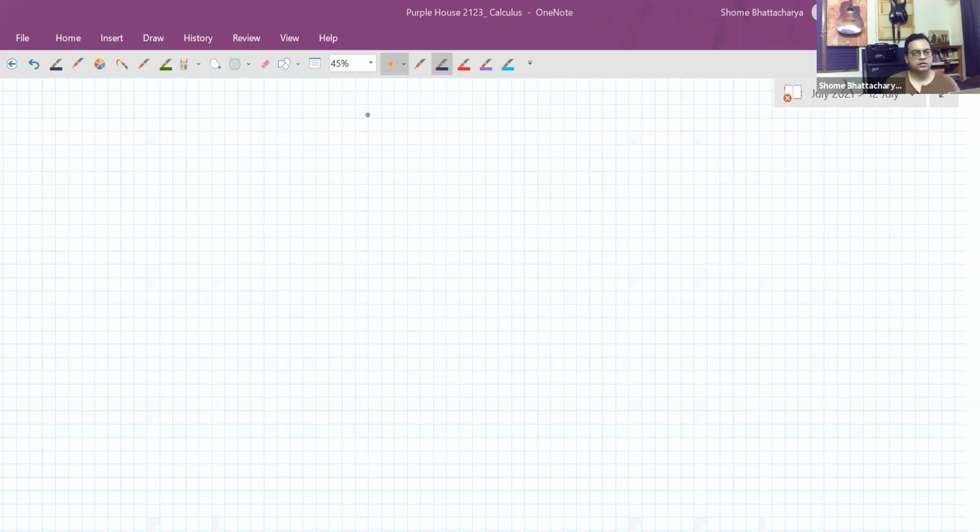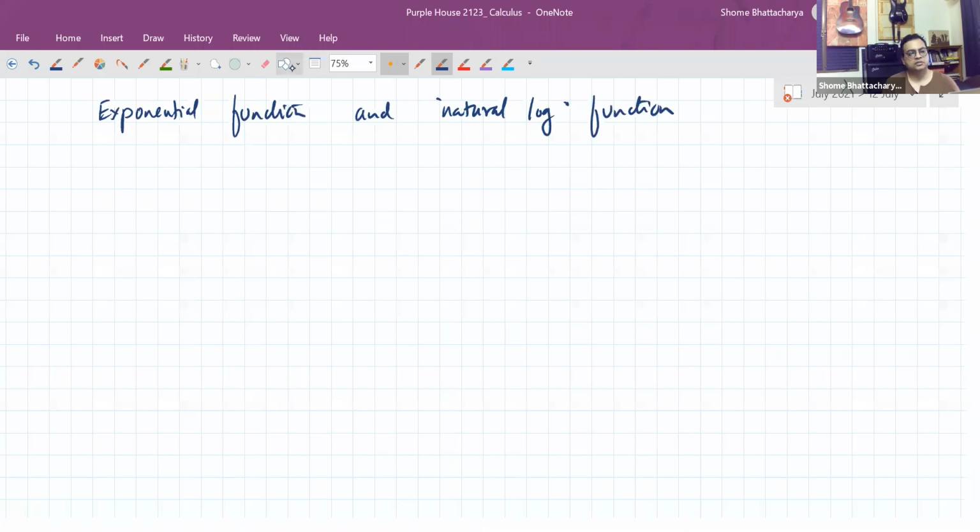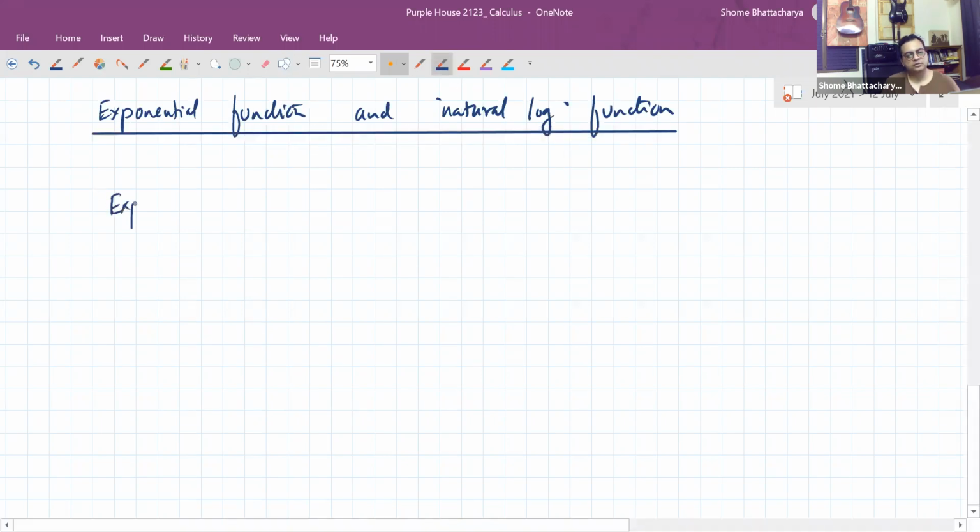Okay. So we come to the final two formulae of differentiation for functions. So we see the exponential function and what is called the natural log function and their derivatives. So first up, the exponential function.